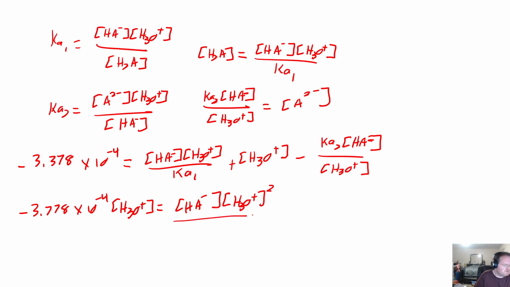Note that if you want to, you can change H3O plus to X if it makes your life better. It's slightly less to write. If you do that, as long as you write down a note that you did, that works pretty well. Here we also have H3O plus squared. And for the last term, the H3O plus cancels out with one of the denominators, so we just have Ka2 times HA minus.